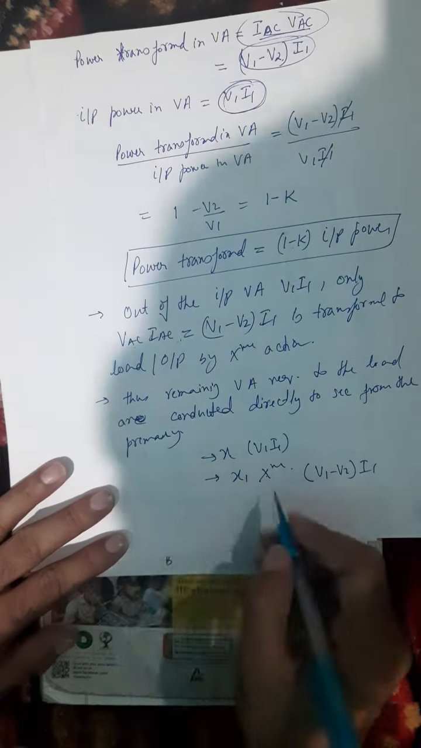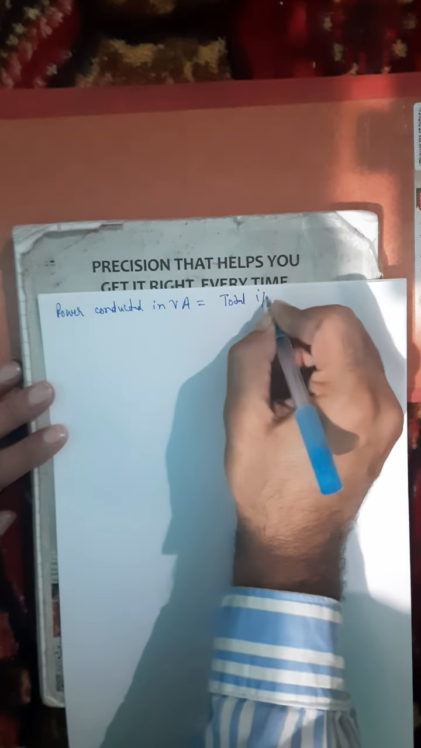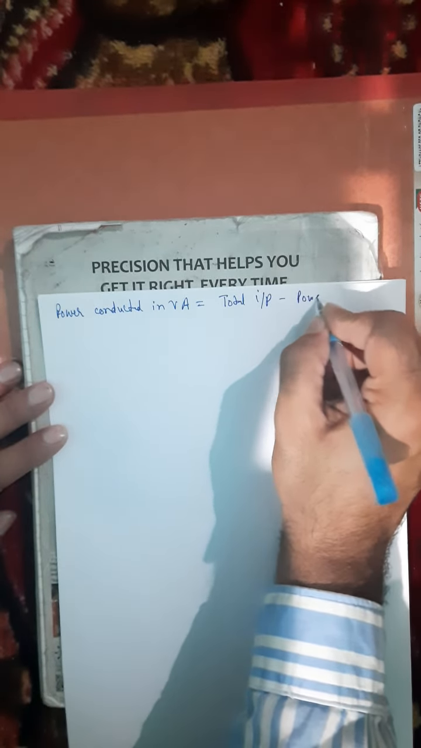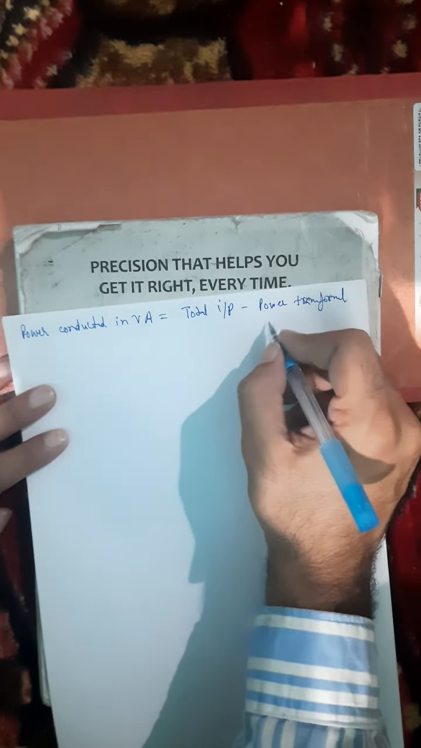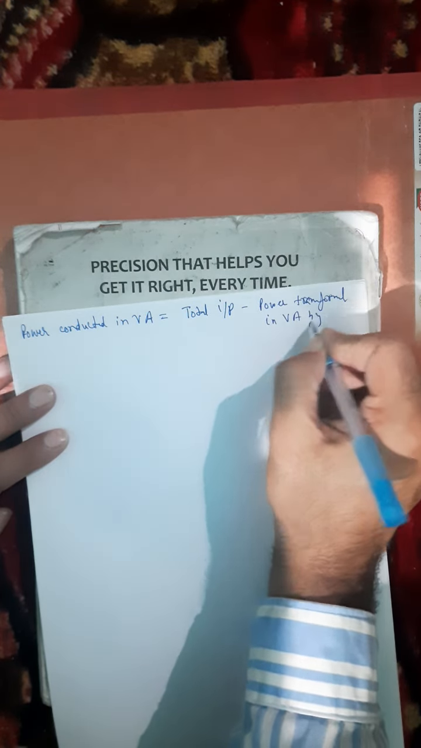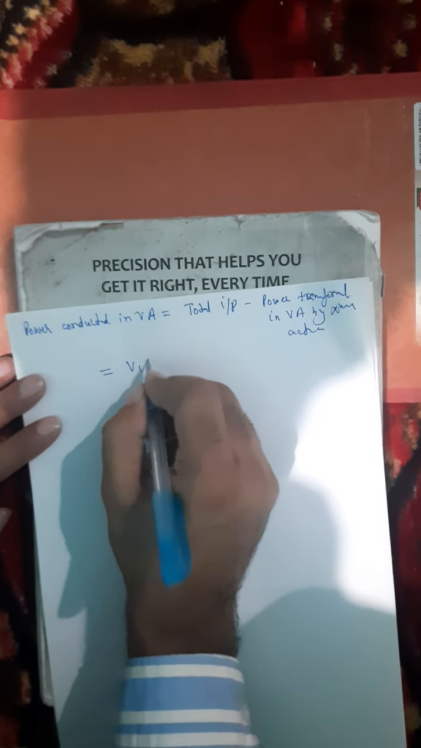So power by conduction will be given by the input minus power by induction. I can write it here. So power conducted in VA is equal to total input minus power transformed in VA by transformer action. So total input power is V1 I1, power transformed in VA by transformer action.